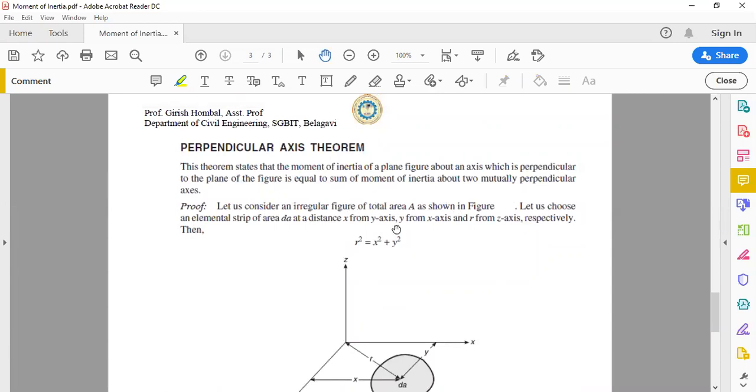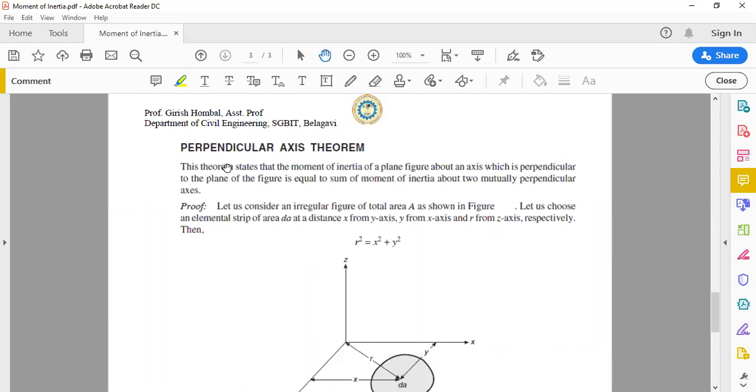Now, what is this perpendicular axis theorem? This perpendicular axis theorem is based on the third reference axis. Till now we have discussed only reference x-axis and reference y-axis, but we do have the third reference axis, that is ZZ.